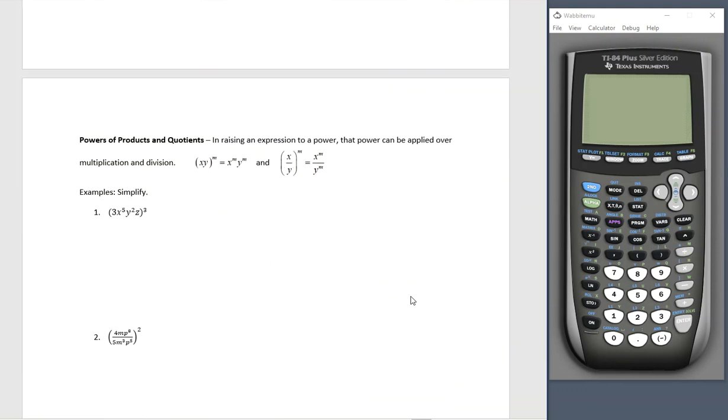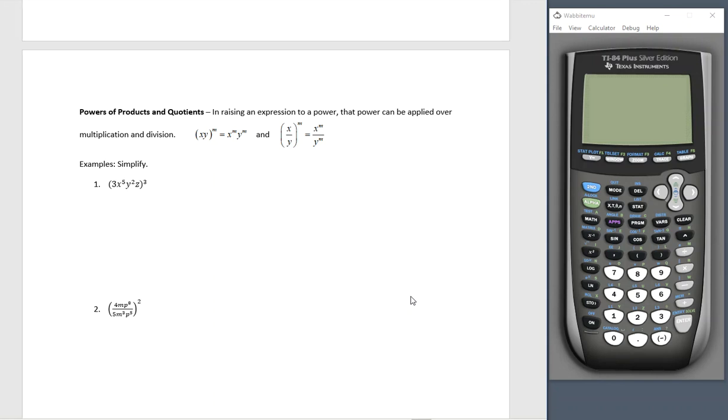So now we have more rules. In raising an expression to a power, that power can be applied over multiplication and division. So I'm going to write this order of operations again, PEMDAS. If we're multiplying two things with radicals, there is a step down. It's possible, so it's all good. But notice there's no way that we could step down if we're at add and subtract. So if it's x plus y to the m, can't do anything about it. x minus y all to the m, can't do anything about it. But because multiplication and division are not on the bottom level, we can simplify those.